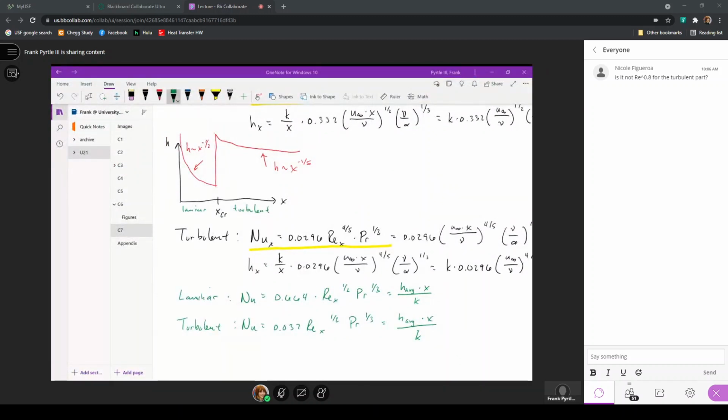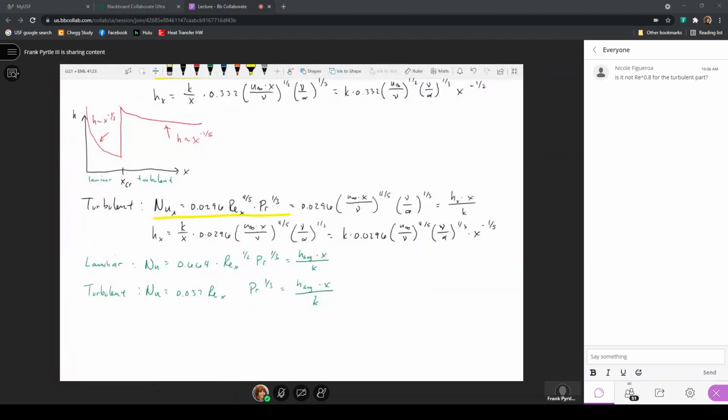Is it not Re to the power? Oh, yeah, I wrote that incorrectly. This should not be 1/2. This should be the 4/5 here. I think I said 4/5, but wrote 1/2 there. There's a different functional dependence. So this expression for the turbulent will only give you the average for just the turbulent region.